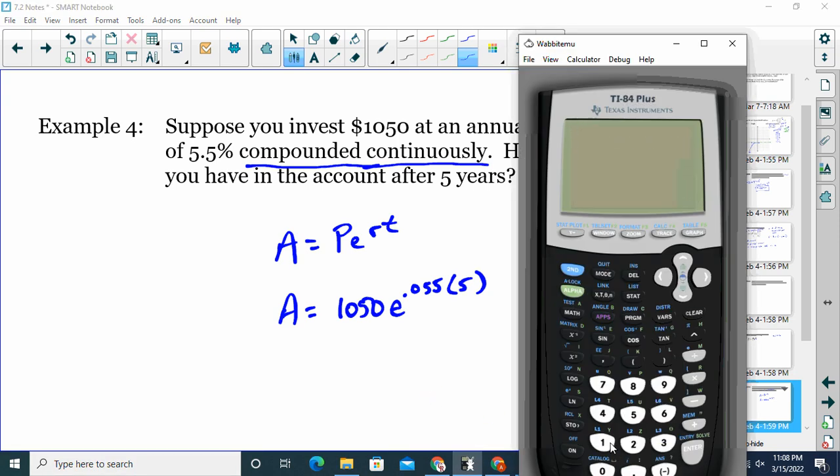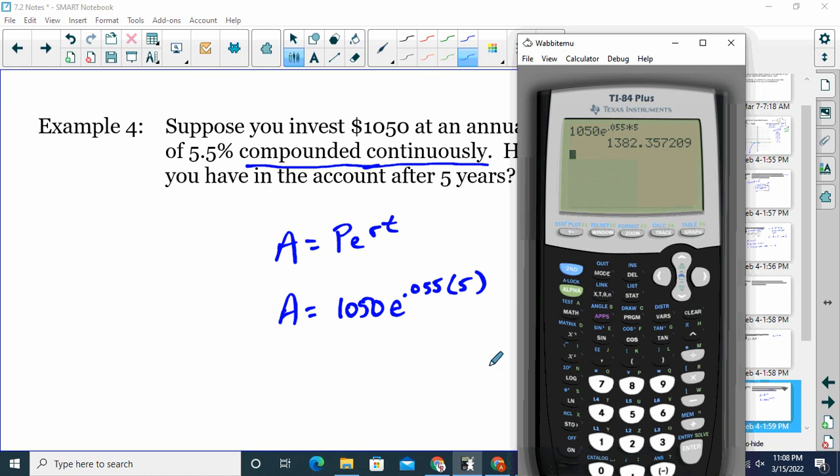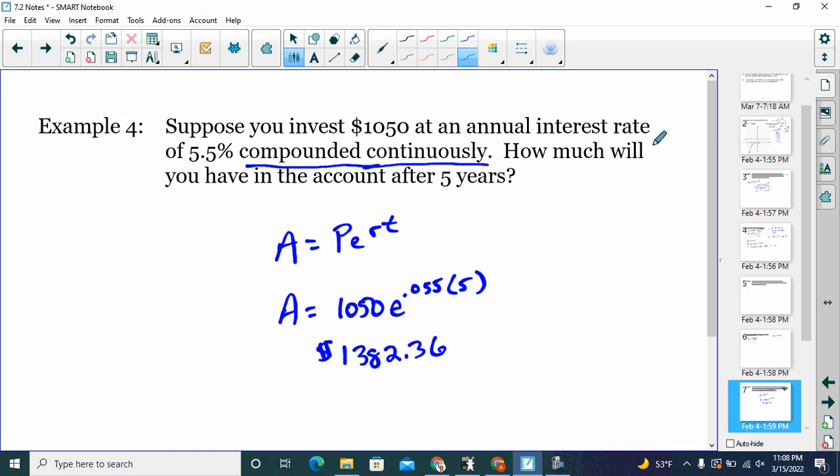Now it's a calculator problem, and again, I would recommend doing it all in one step. 1,050 times E to the, second LN will give you the E to the, 0.055 times 5. And we get $1,382.36.